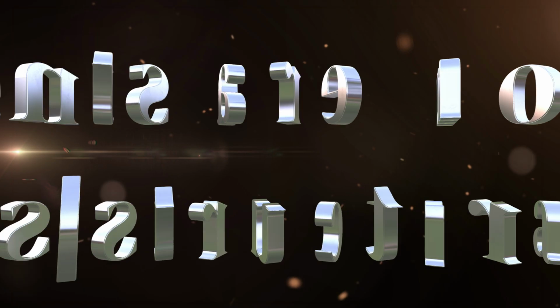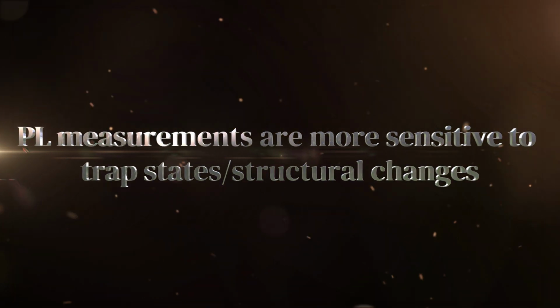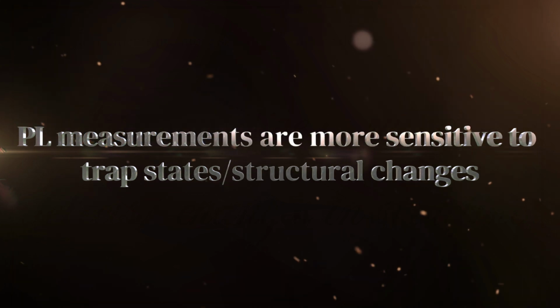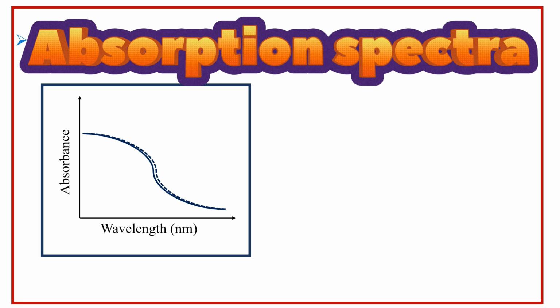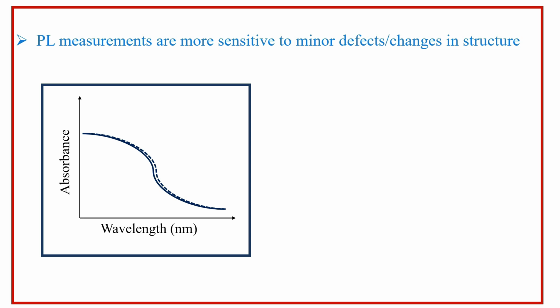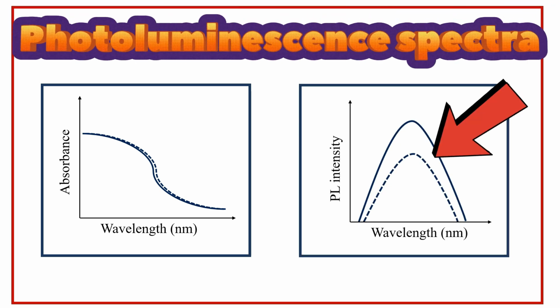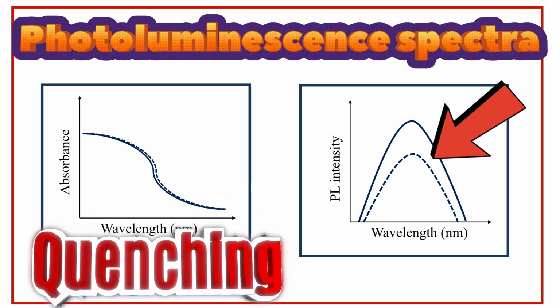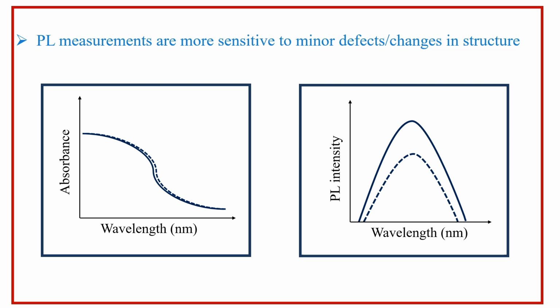For solid samples, PL measurements are more sensitive to minor defects or structural changes compared to the absorbance measurements. For example, introducing trap states in a semiconductor does not induce much change in the absorption spectra, whereas it can quench the PL completely. Intensity lowering in PL is called quenching. Thus, PL is more sensitive to minor defects or structural changes than absorption spectra.